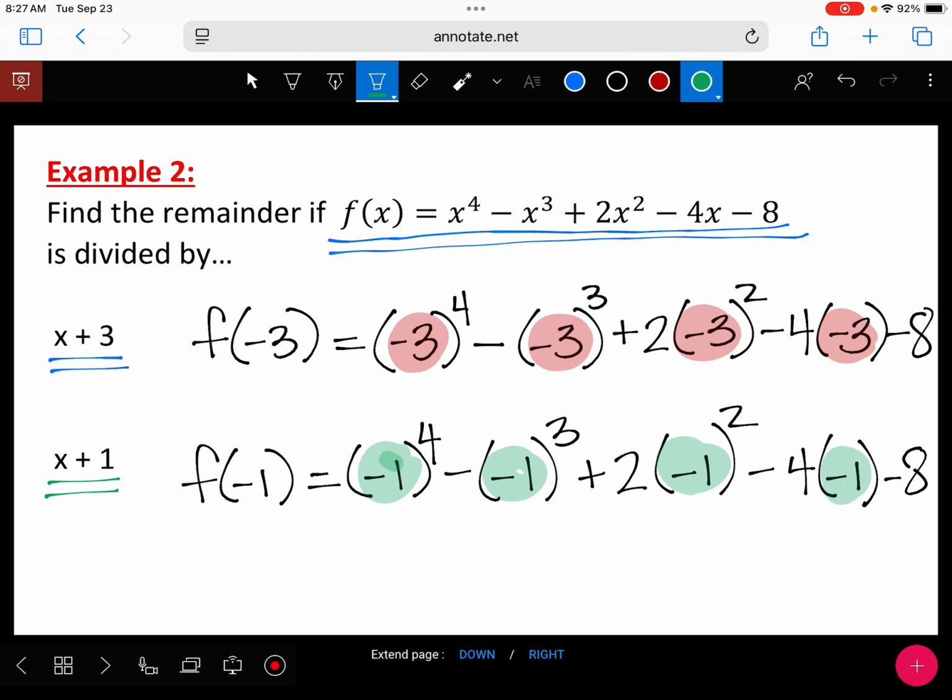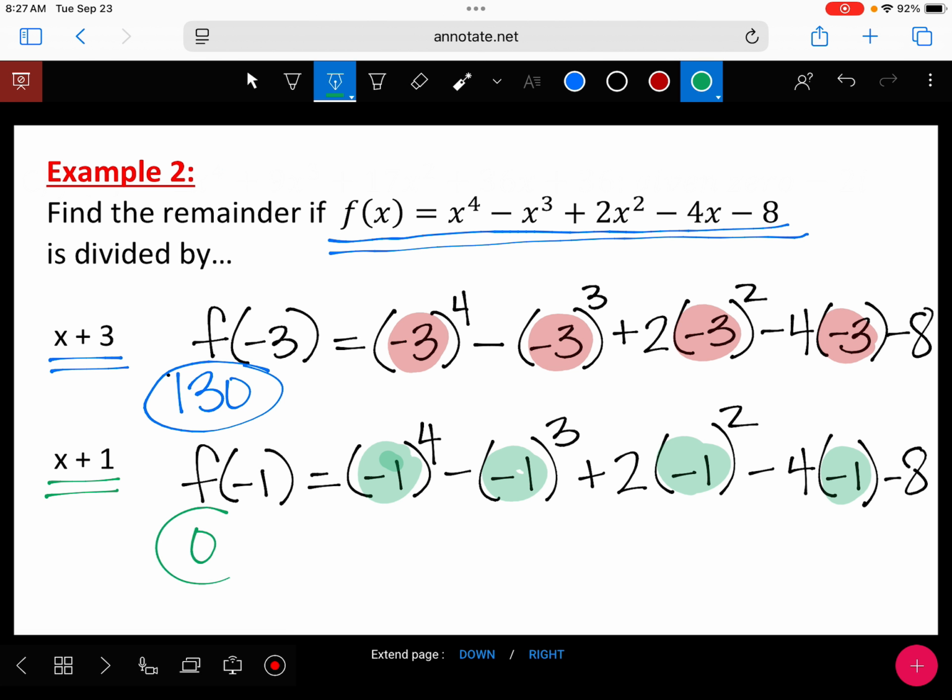All right, so for the first one, I got +130. Anyone else get that? 130? That would be my remainder. If I divide x plus 3 into this function, the remainder I would have at the end is 130. For the second one, I got 0.